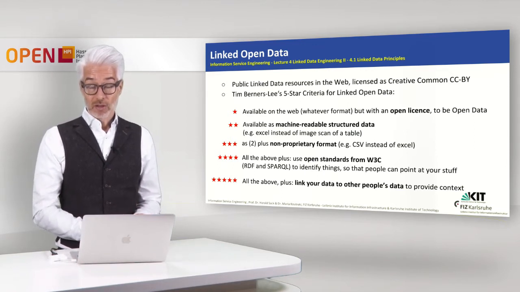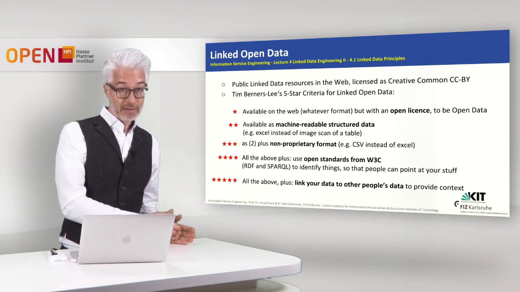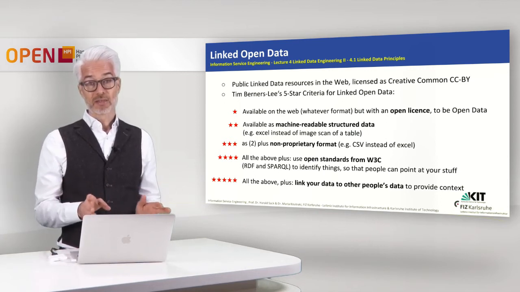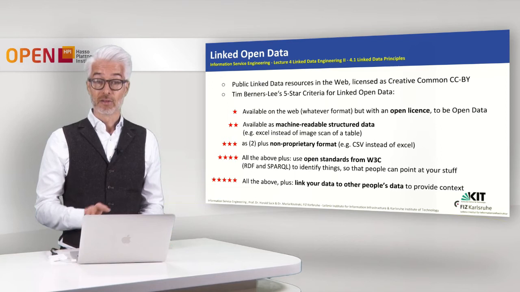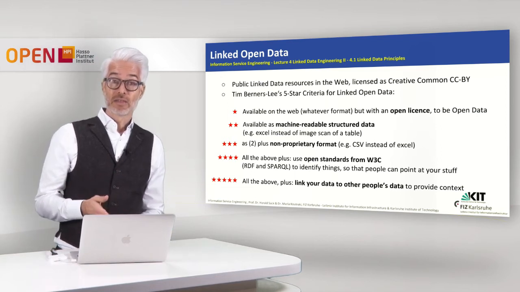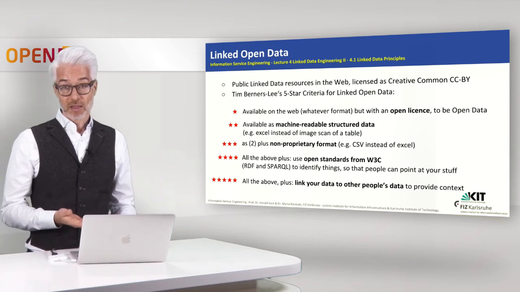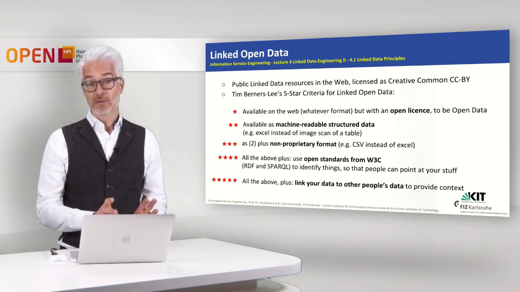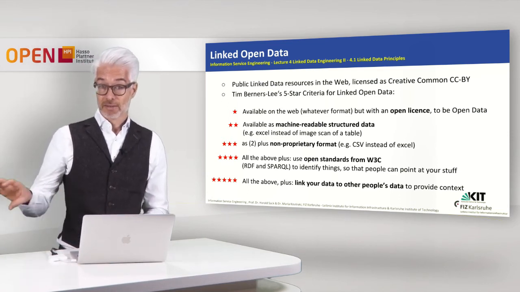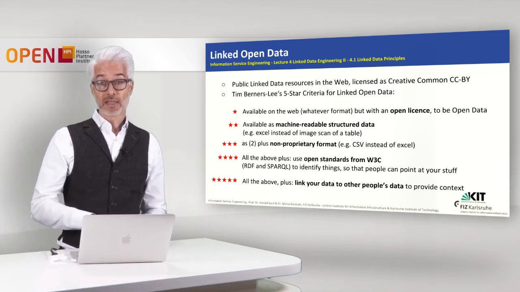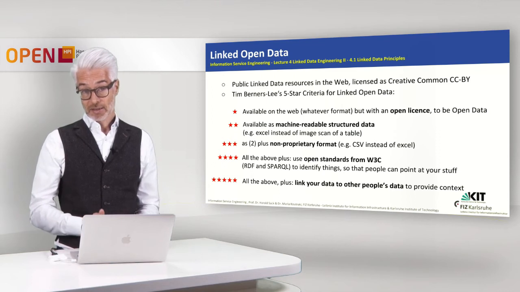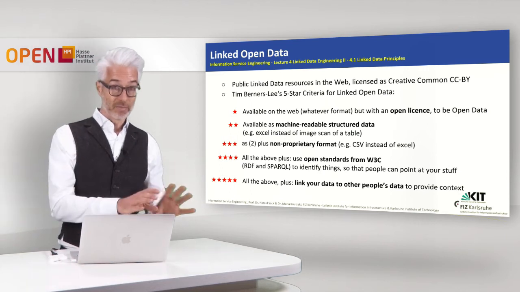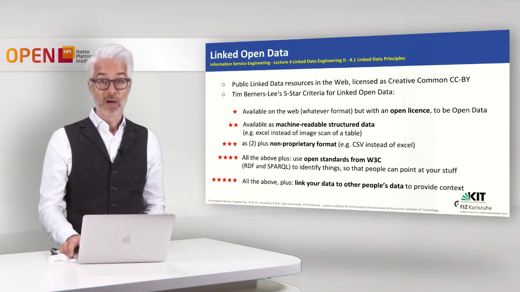Your third star you will earn if instead of a proprietary format like Excel, you are using a non-proprietary open format. So for example, for a table you use comma-separated values instead of Excel. Then you get 3 stars. And then if all the data is provided by using the open standards from the W3C like RDFS, SPARQL or also OWL, then you earn your 4th star. And if finally you also provide additional links to other people's data, you will earn your 5th star and then you have a full-fledged 5-star linked open data that you provide on the web and that other people can make use of. So this is a rather nice concept.